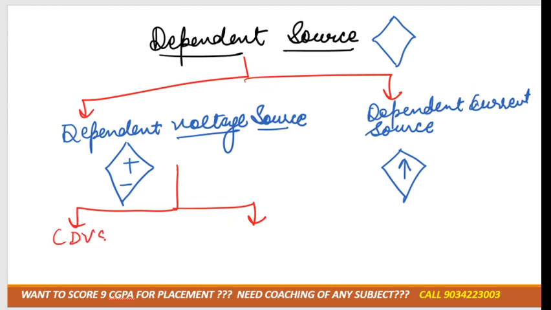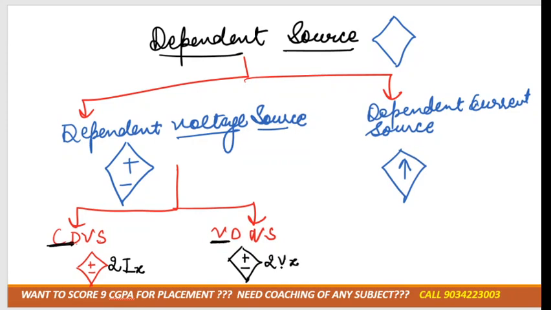Now the dependent voltage source is further divided into two categories. One is CDVS and one is VDVS. CDVS is the current dependent voltage source, so again it is a dependent voltage source with positive and negative, but it depends on current, so it would be maybe 2ix, maybe 4ix. I just take a random value. Similarly, VDVS is a dependent voltage source, with positive and negative, but this time it depends on voltage, so it may be 2Vx.